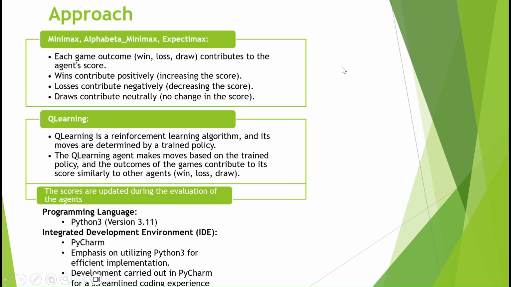Coming to the approach, each game outcome, win, loss, draw, contributes to the agent score. A win contributes positively, increasing the score. A loss contributes negatively, decreasing the score. A draw contributes neutrally, with no change in the score. Coming to Q-Learning, the Q-Learning agent makes moves based on the trained policy and the outcomes of the game contribute to its score similarly to other agents. And we are using the Python 3 programming language.